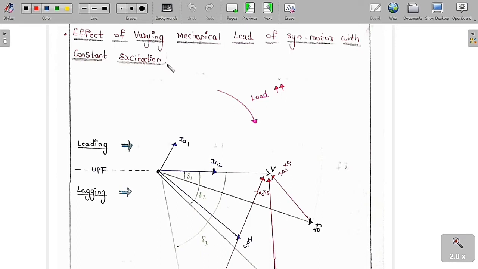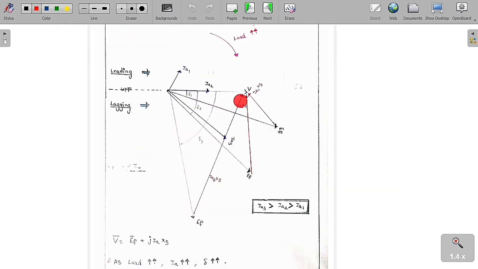Suppose I vary the mechanical load of the synchronous motor with a constant excitation. If you see clearly, this is the reverse case of the previous one. In the previous one, we kept the mechanical load constant but changed the excitation. But now it is the reverse: we are going to change the mechanical load with constant excitation. What are the graphs that we are going to get, and what are the consequences of this effect? We are going to study one after another.